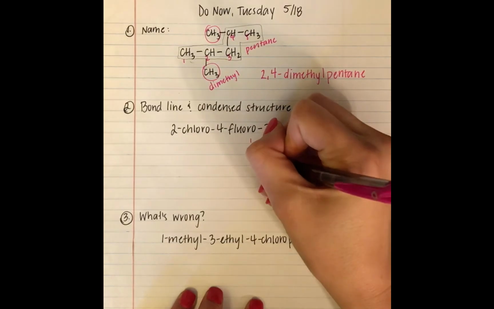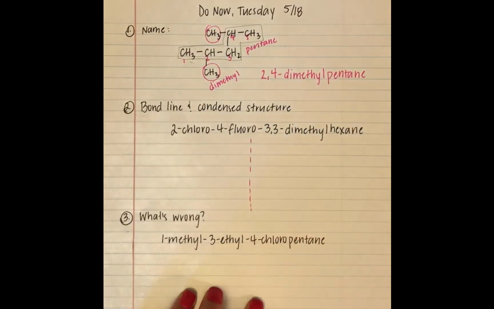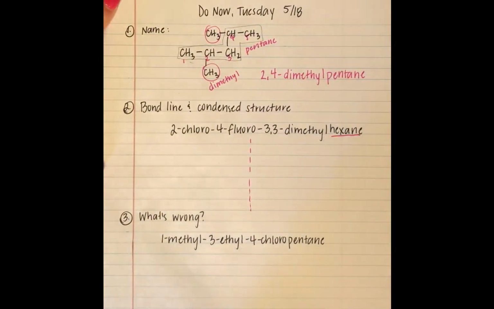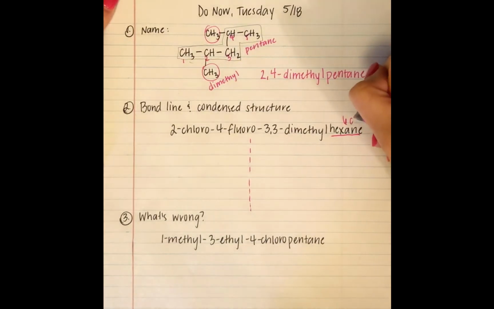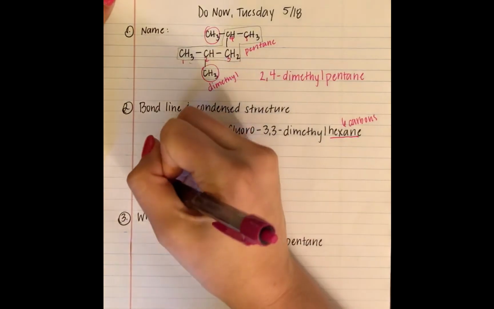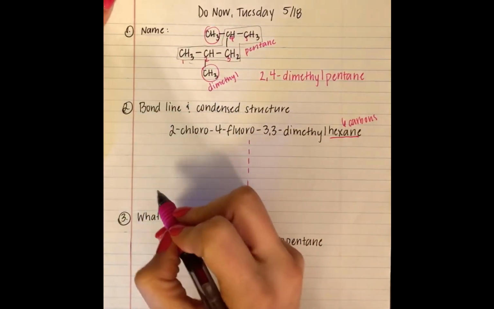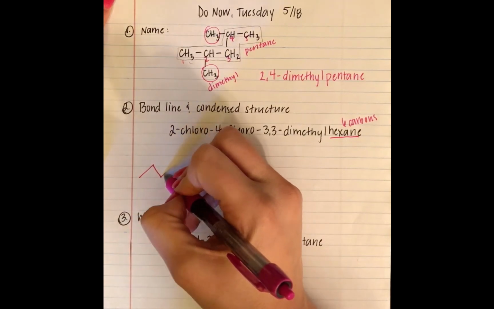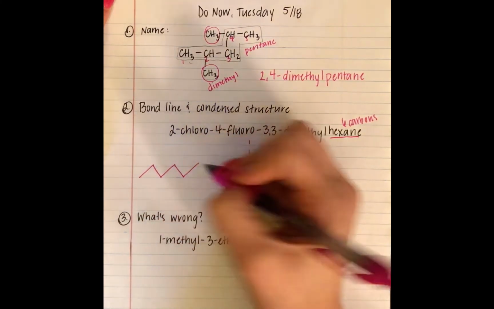For number 2, it wants the bond line and condensed structure for 2-chloro, 4-fluoro, 3,3-dimethylhexane. So I'll go ahead and just put a line down the middle here. I'm going to start with the bond line structure and then I'll go over to the condensed. So I'm going to start by looking at the ending, hexane. That means there are 6 carbons in the longest chain. So I'm just going to start by drawing the longest chain. As soon as your pencil hits the paper, that's 1 carbon. So 1, 2, 3, 4, 5, 6.